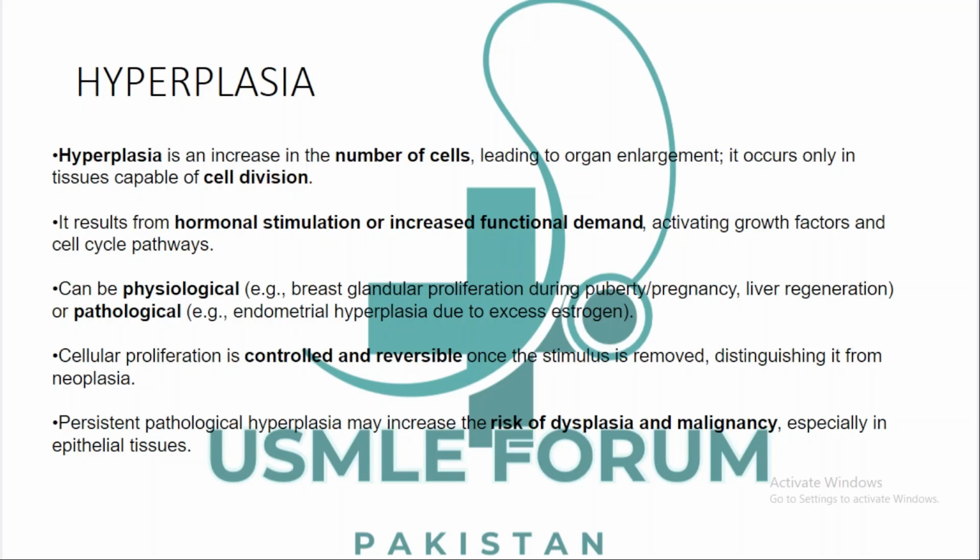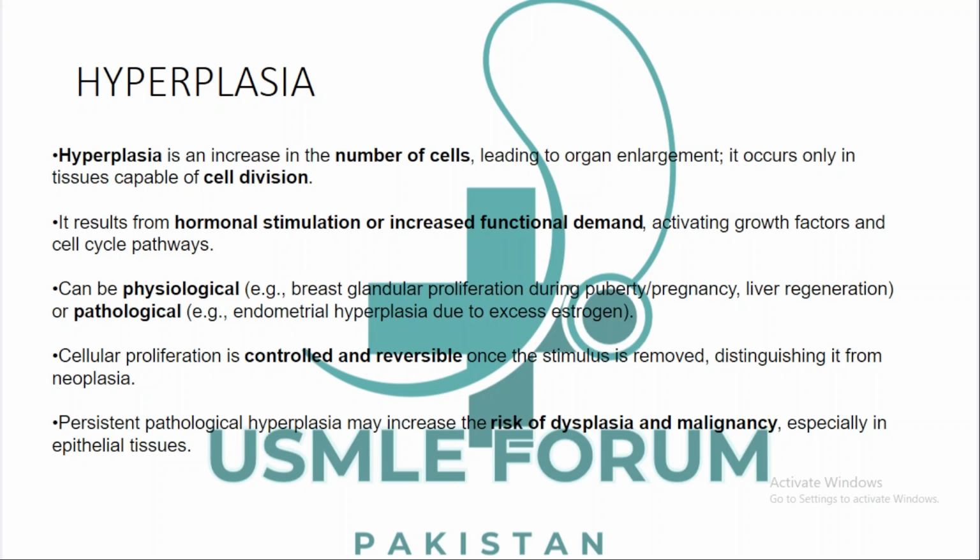All right. Now this hyperplasia can be physiological or it can be pathological. The physiological hyperplasia example would be the breast glandular proliferation in response to puberty or pregnancy. When you reach the state of puberty or pregnancy, you are in a hyperestrogenic state, and this large amount of estrogen in your blood leads to the increased division of the cells of your breast, and this is called breast glandular proliferation, and that's an example of hyperplasia.